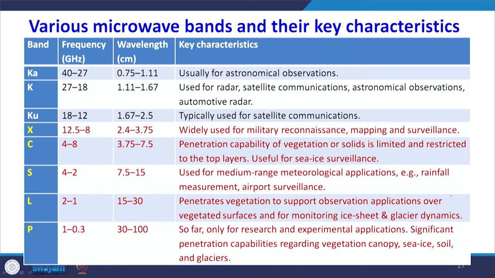If you look at the different microwave bands and their primary characteristics, the K and Ku bands we use for astronomical observation or satellite communication purposes. But the ones shown below, X band, C band, S band, L band and P band, are very useful to us as far as remote sensing based applications are concerned.